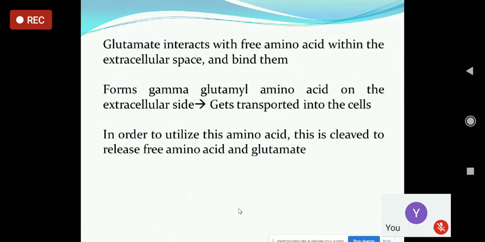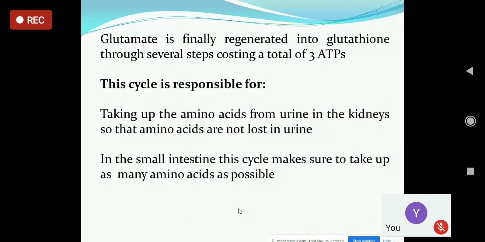In order to utilize this amino acid, this is cleaved to release free amino acid and glutamate. Glutamate is finally regenerated into glutathione through several steps costing a total of 3 ATPs. This cycle is responsible for taking up the amino acid from urine in the kidneys so that amino acids are not lost in the urine. In the small intestine, we are concerned about this for now. In the small intestine, this cycle makes sure to take up as many amino acids as possible.